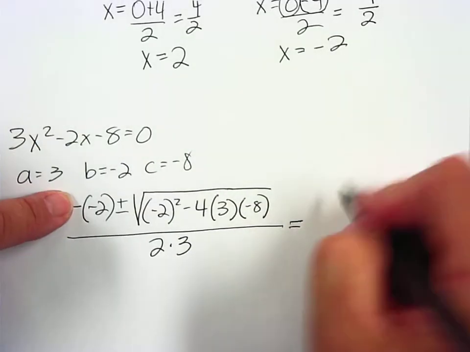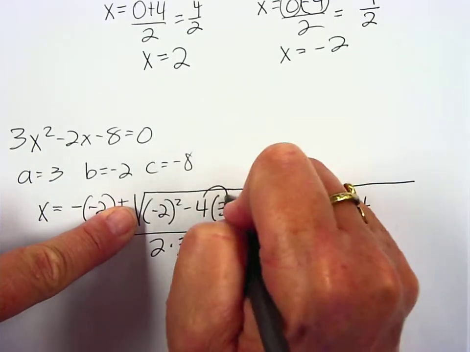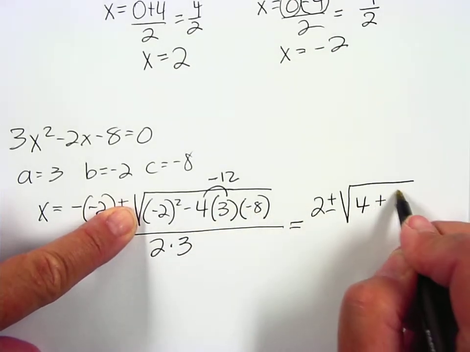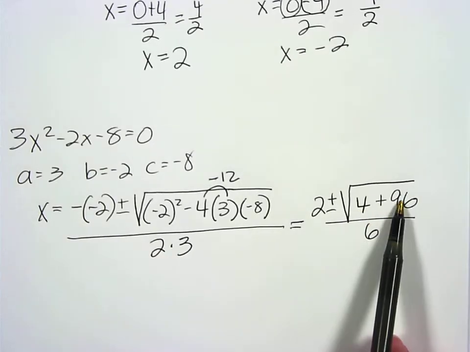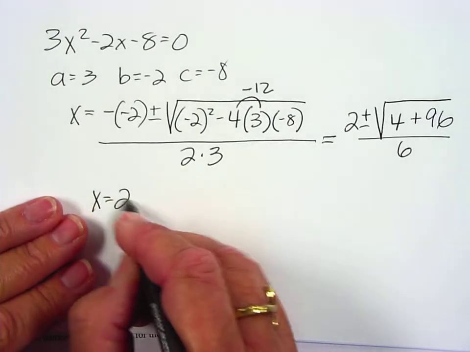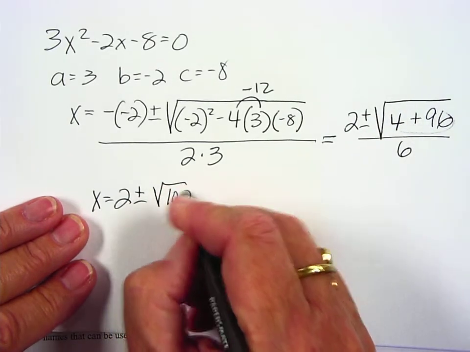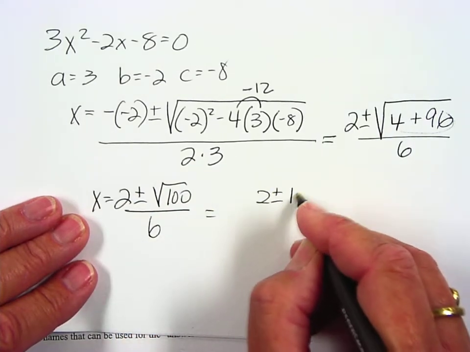Simplify. Negative negative 2 is 2 plus or minus the square root of 4. This is negative 12. Negative 12 times negative 8 is positive 96, all over 2 times 3, which is 6. 4 plus 96 is 100. We're going to have a positive discriminant, so we're going to have 2 solutions. x equals 2 plus or minus the square root of 100 all over 6, which equals 2 plus or minus 10, since the square root of 100 is 10. I'm going 6 because I'm running out of time.